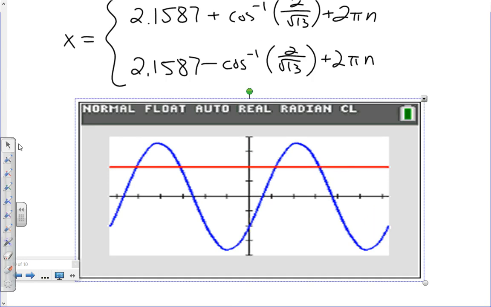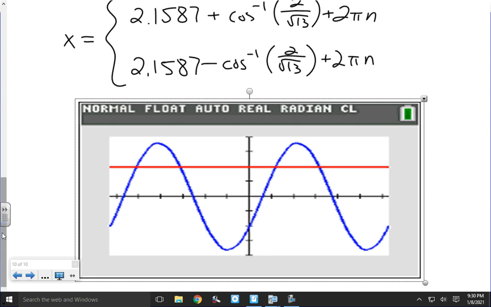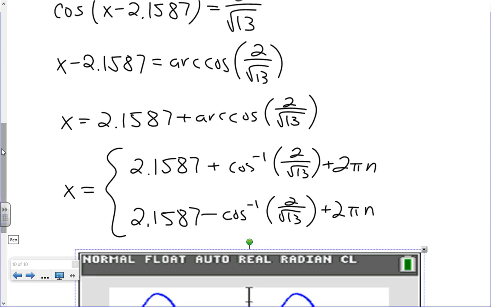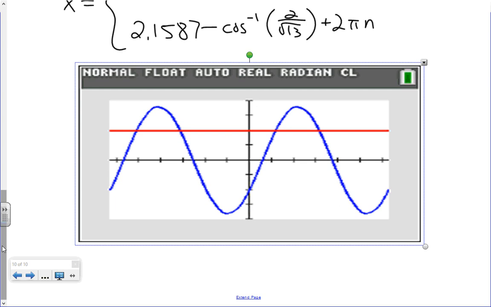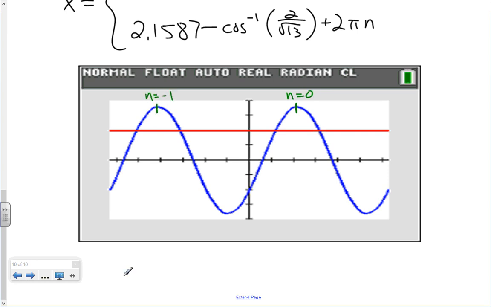Okay. So now the task of finding the right values of n to pick here. So again, go back to your phase displacement. Our phase displacement up above was that 2.1587. So here's 1, here's 2. So this is the 2.1587. This is where n is equal to 0, remember? Which means that this high point here is where n is equal to negative 1.